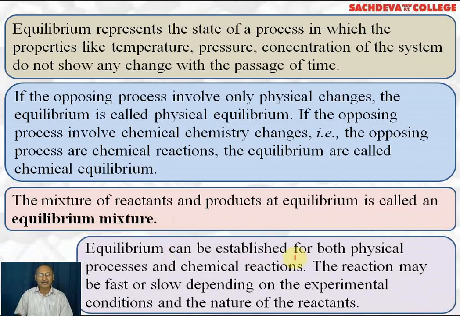The equilibrium can be established from both physical processes and chemical reactions. As we have discussed, physical and chemical equilibrium, both types are possible. That is, equilibrium can be attained in physical processes as well as in chemical processes. The reaction may be fast or slow depending upon experimental conditions and the nature of reactants.